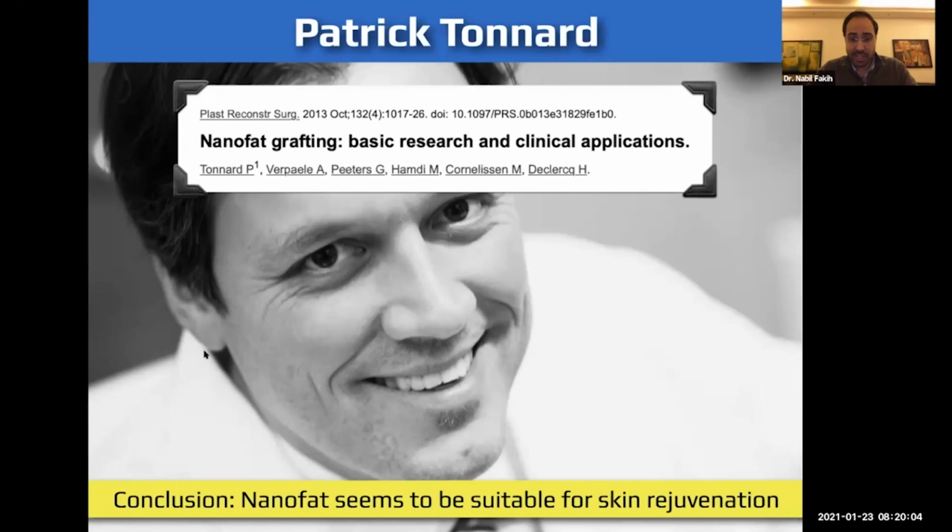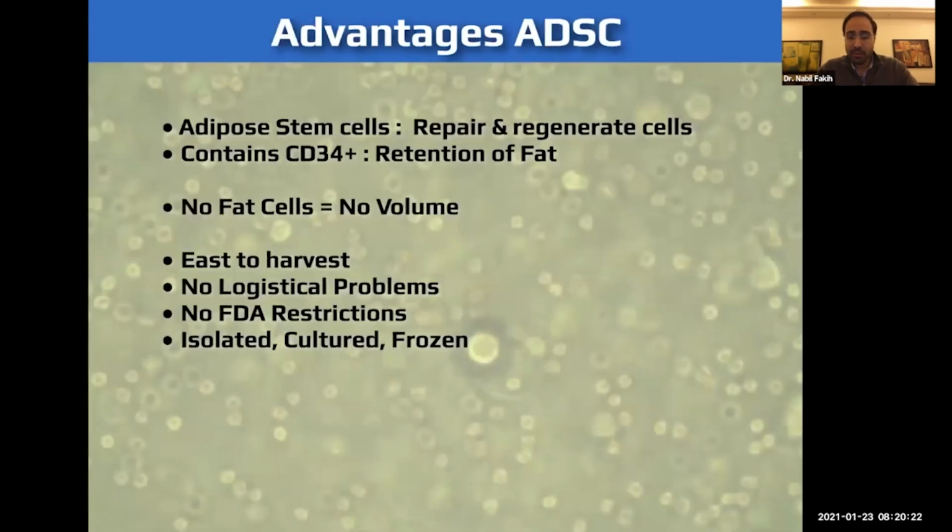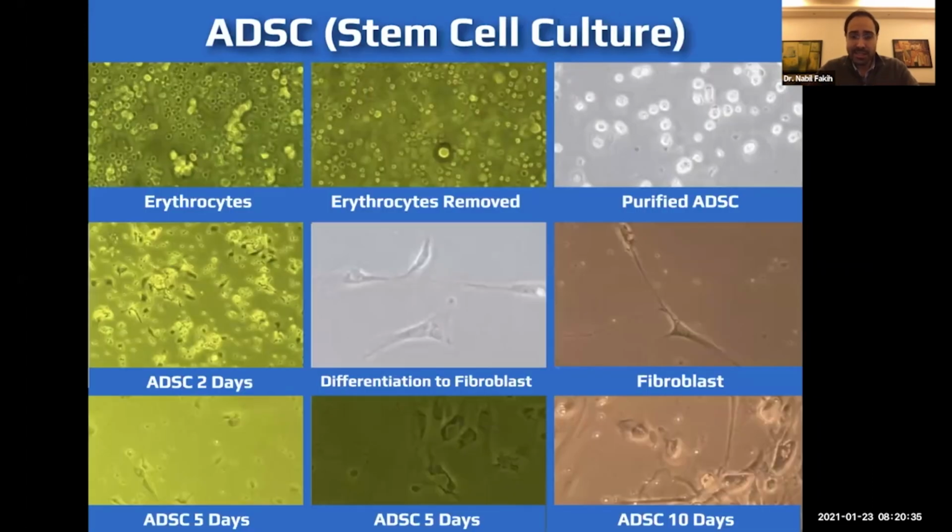I've seen no complication ever with microfat, like cystic formation or anything related to this. With macrofat, it can happen. And nanofat was a great change for me, because it's so important for skin rejuvenation that it's really a new thing we have to move on with for dealing with many things. As we know, these adipose-derived stem cells are easy to harvest. There are no logistical problems, no FDA restrictions, and they can be cultivated. You can really see that if it's cultured, you can create adipose-derived stem cells and fibroblast formation in 10 days.